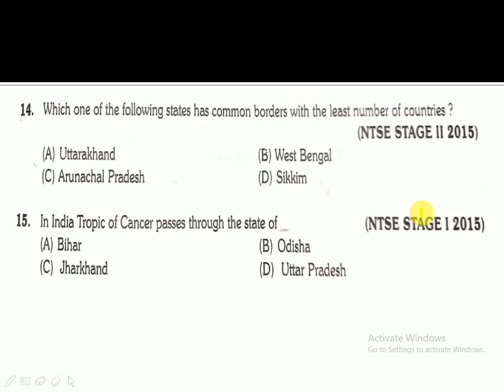Next, which one of the following states has common borders with the least number of countries? Very peculiar question, very peculiar one. In India, the Tropic of Cancer passes through the state of, now again you have the same question, and I told you Jharkhand and Chhattisgarh are the most confusing. This is the second time you find Jharkhand as an answer. So you see how important it is to know this. Let us discuss the 14th question.